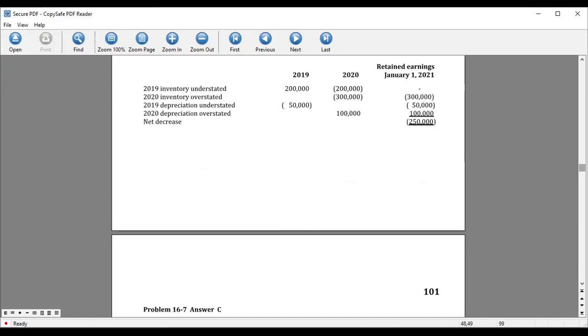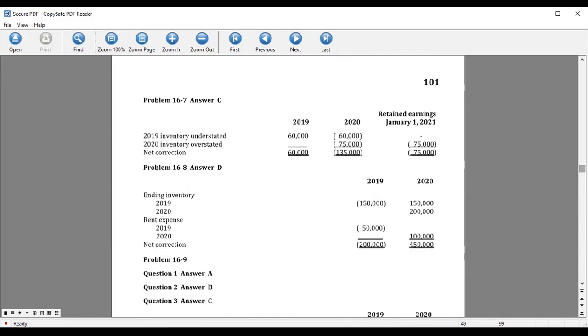16.6, Victoria Company revealed the following errors in the financial statements. We have the ending inventory and the depreciation. At what amount should retained earnings be retroactively adjusted on January 1, 2021? So the question is in connection with retained earnings. What's the amount of retained earnings to be retroactively adjusted on January 1, 2021?